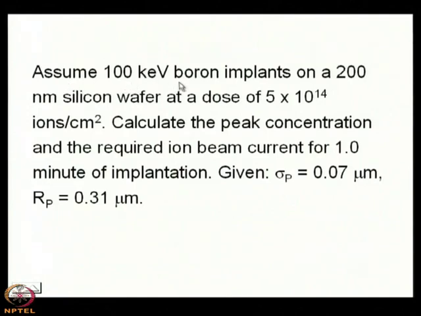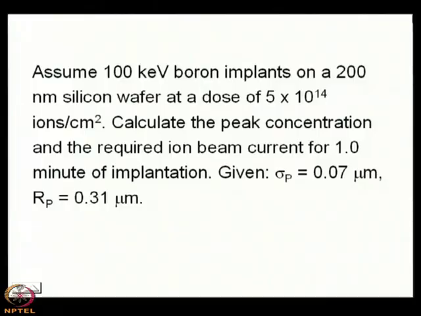Assume 100 keV boron implants on a 200 nanometer silicon wafer at a dose of 5 into 10 to the power 14 ions per centimeter square. Calculate the peak concentration and the required ion beam current for 1 minute of implantation. These are given. Straggle is given and projected range is given. Rp is the projected range and sigma p is the straggle. Let me solve this problem very quickly.